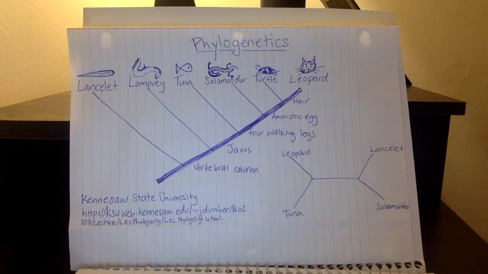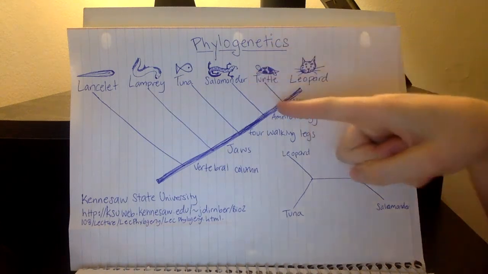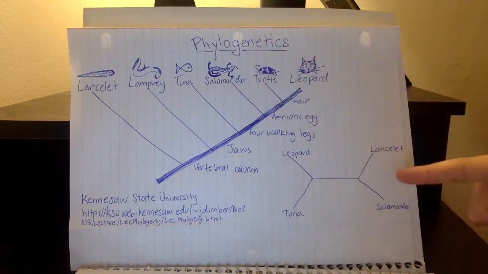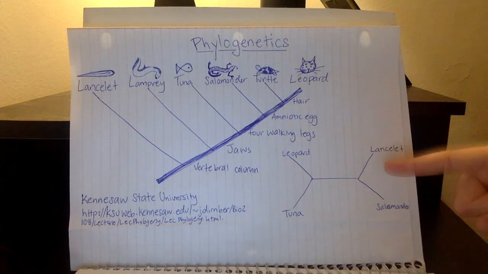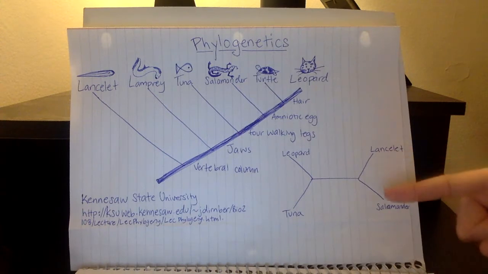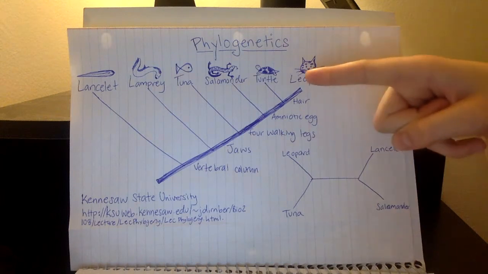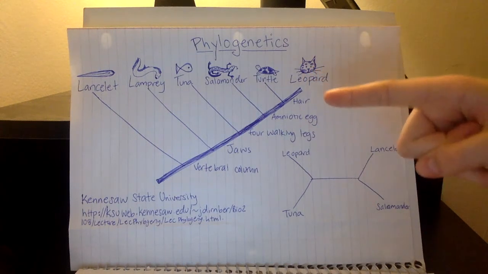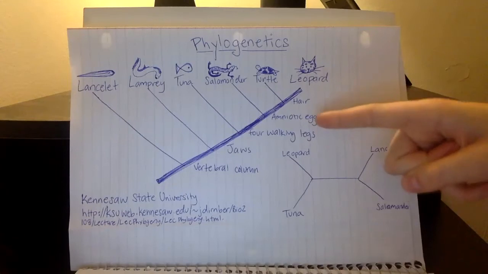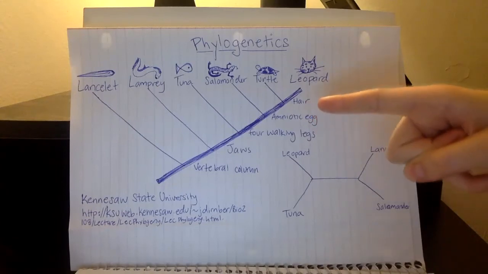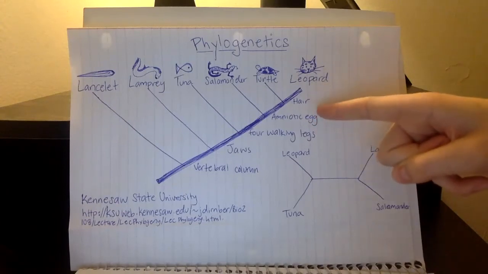But first off, what is phylogenetics? Phylogenetics is the study of the evolutionary history of a taxonomic group of organisms, and it's typically shown through phylogenetic trees. This is a rooted phylogenetic tree, and this is an unrooted phylogenetic tree. Unrooted phylogenetic trees only show the distance between operational taxonomic units, whereas rooted phylogenetic trees show the distance between operational taxonomic units as well as the divergence through evolutionary time.